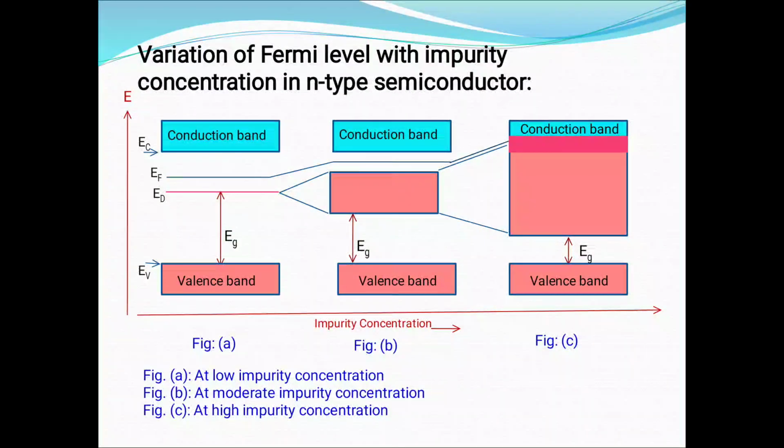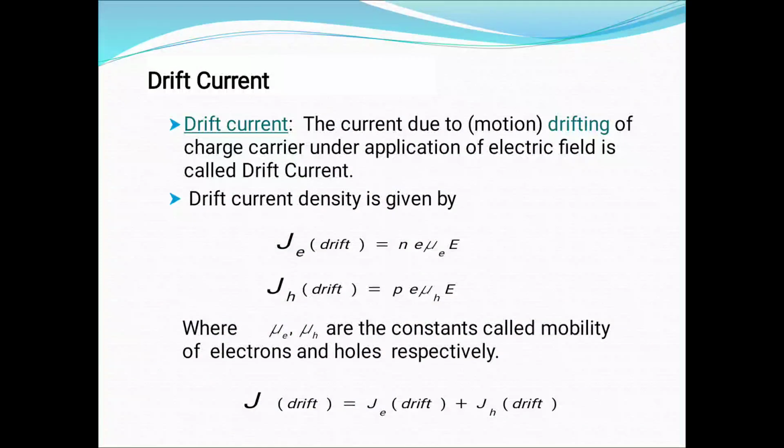Variation of Fermi level with impurity concentration. Variation with impurity concentration in N-type semiconductors: Figure A, at low impurity concentration; Figure B, at moderate impurity concentration; Figure C, at high impurity concentration.